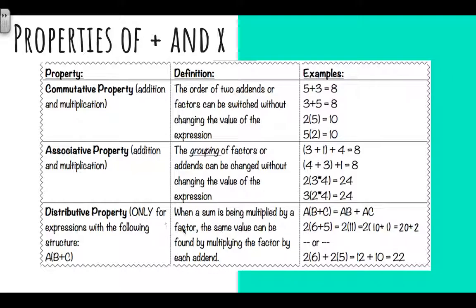The distributive property is tricky. It is when you take the sum or difference of a number and you're multiplying it by something. So with variables, it would be a times parentheses b plus c. And whatever is outside of the parentheses happens to every part of the parentheses. So it would wind up being a times b plus a times c.